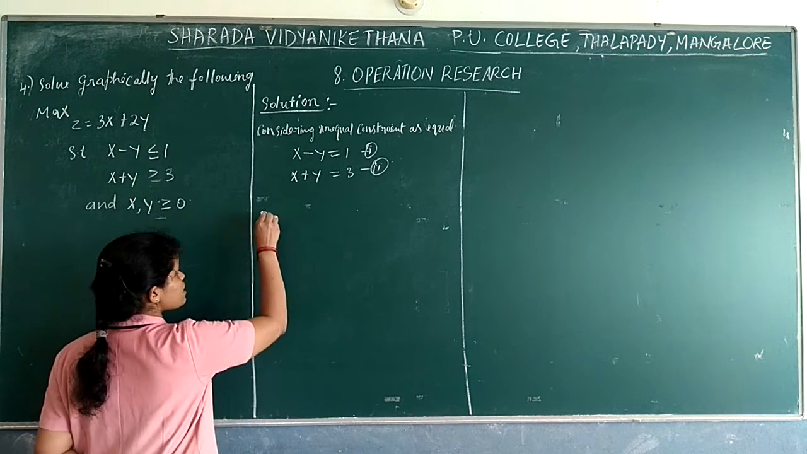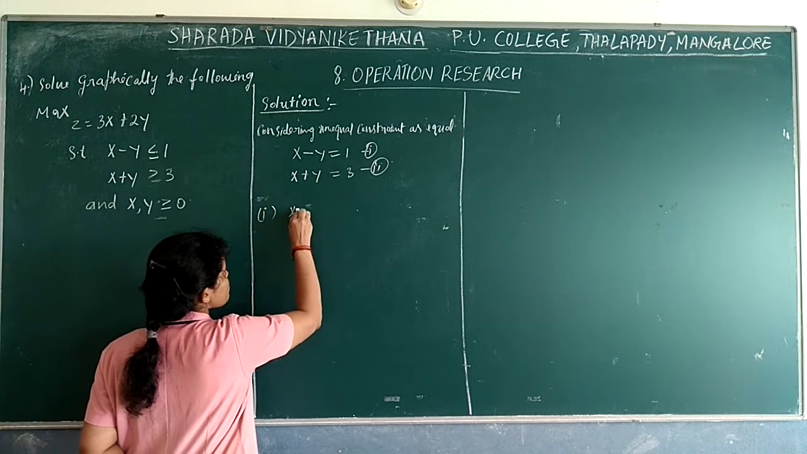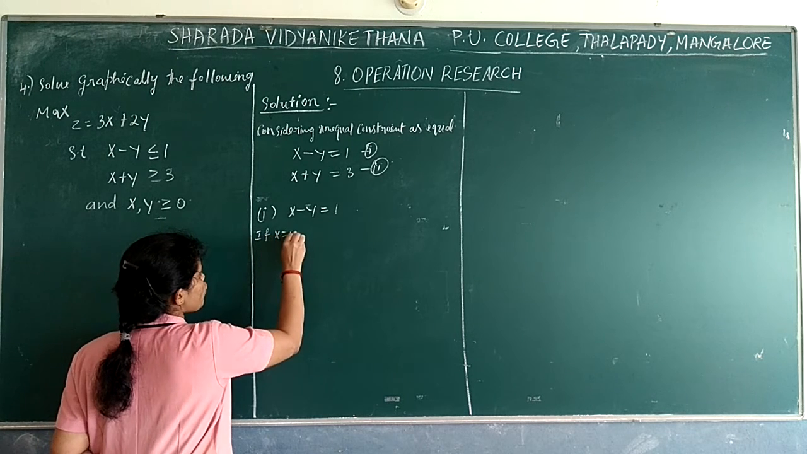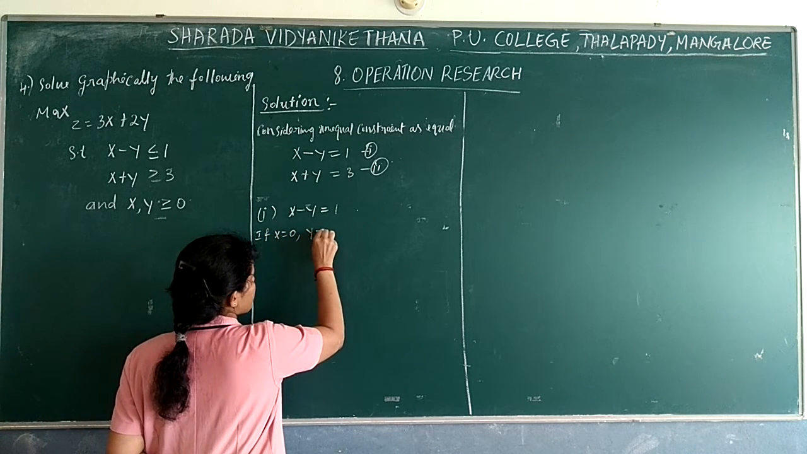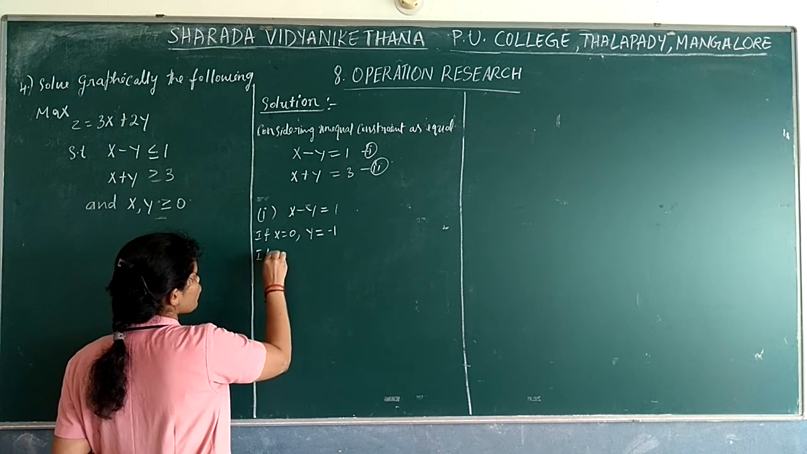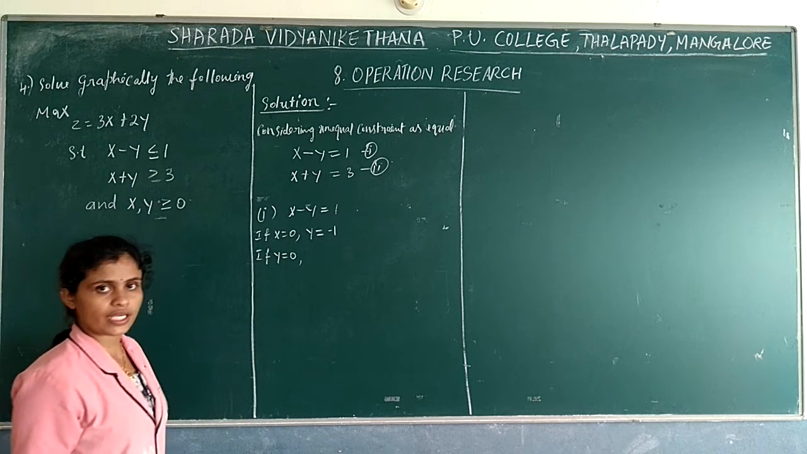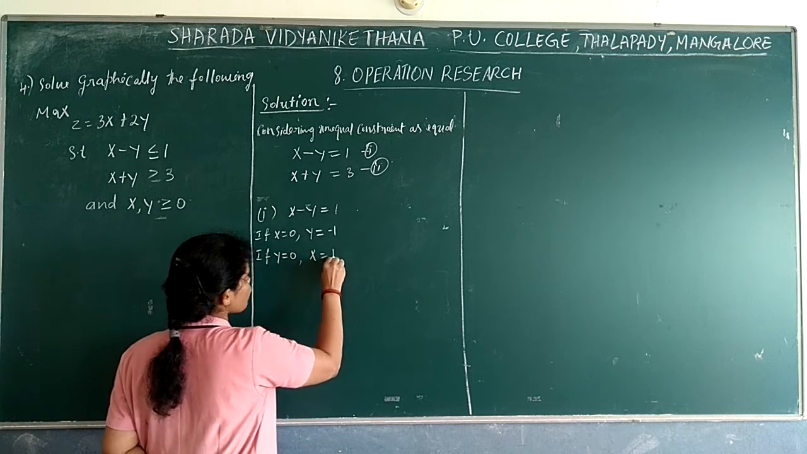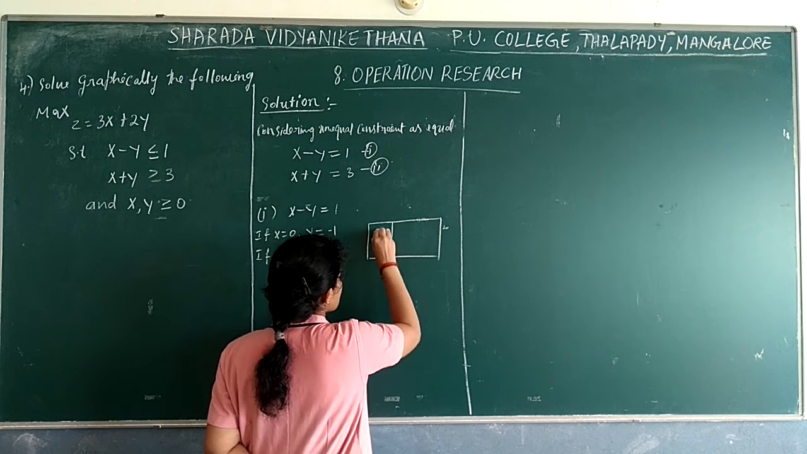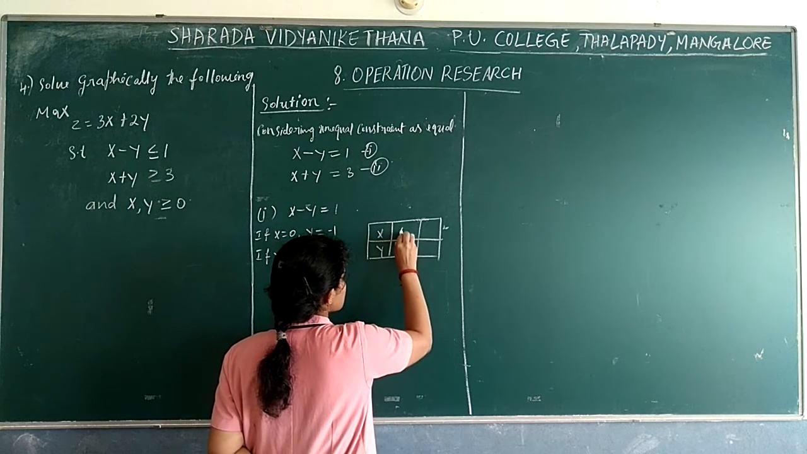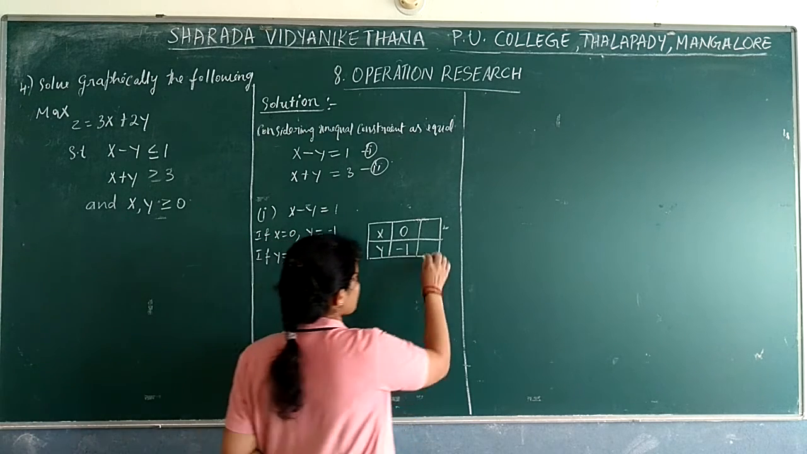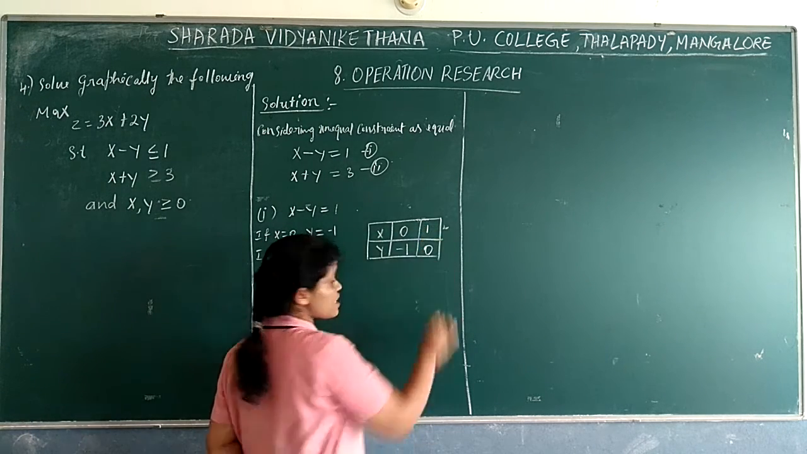Now take the first equation, that is x minus y is equal to 1. Here if x is equal to 0, what is the value of y? y is equal to minus 1. Then if y is equal to 0, what is the value of x? x is equal to 1. Now see here, if x is equal to 0, the value of y is minus 1, and if y is equal to 0, the value of x is 1.